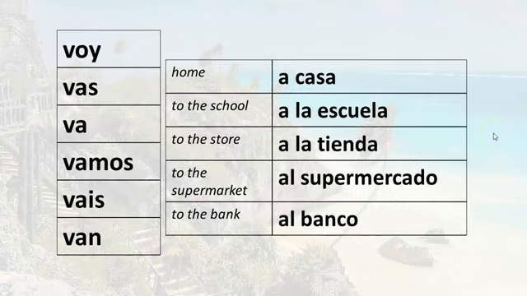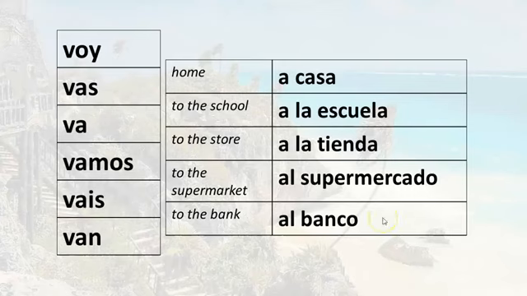Okay, so let's go ahead and put this together. Let's make up some random examples here. If I want to say I go home, I would say voy a casa. I go to the school, voy a la escuela. I go to the store, voy a la tienda. I go to the supermarket, voy al supermercado. I go to the bank, voy al banco.